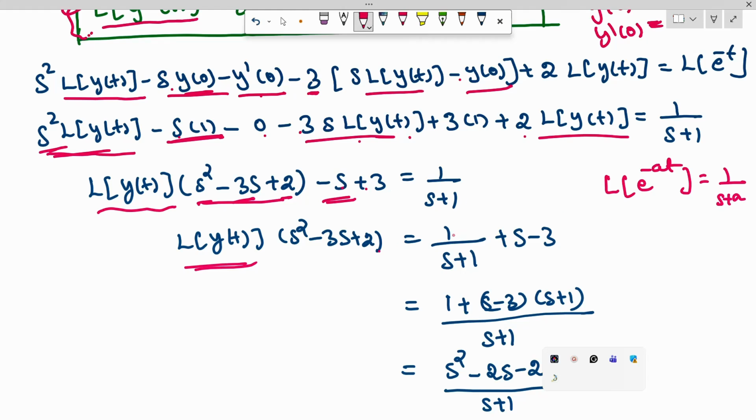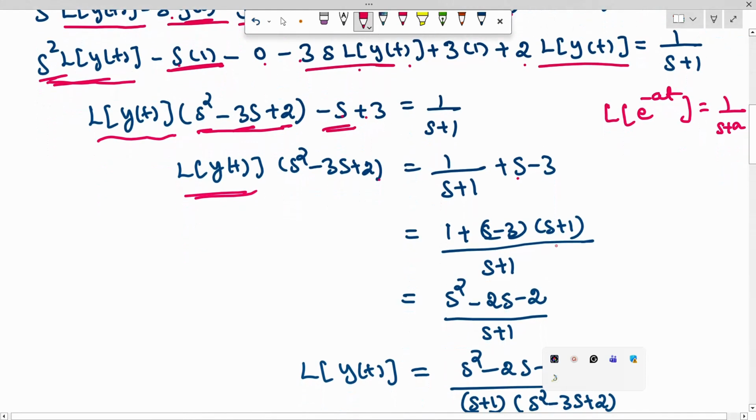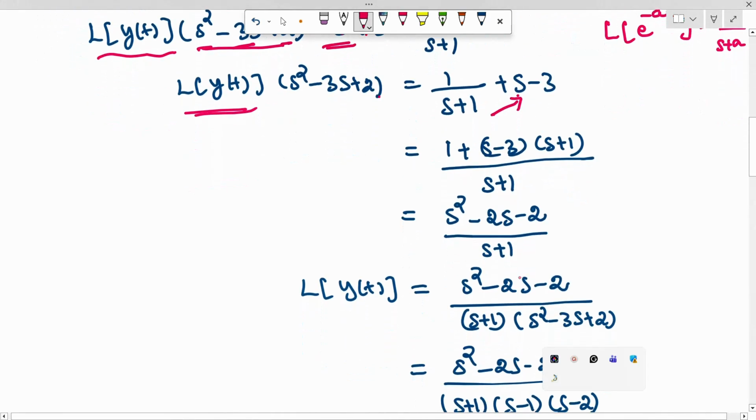Which is equal to, we can write 1 by s plus 1. Left hand side minus s, in the right hand side it will be plus s; left hand side plus 3, right hand side it will be minus 3. Now taking cross multiplication for these two terms, it will be 1 plus s minus 3 into s plus 1 divided by s plus 1 equal to, we can write, multiply these two terms, we are going to simplify this one.